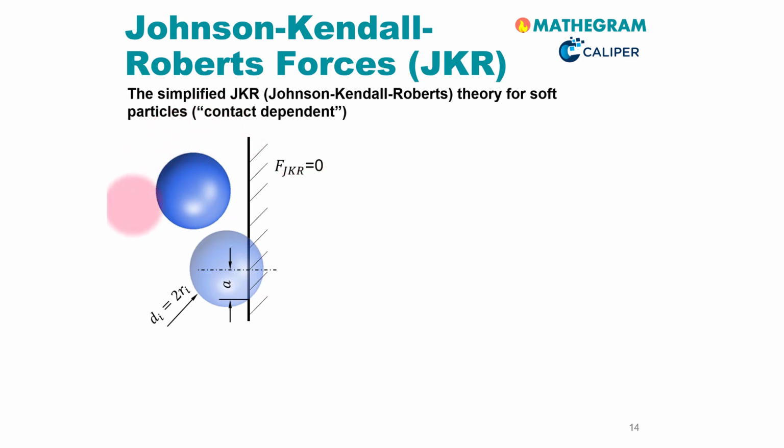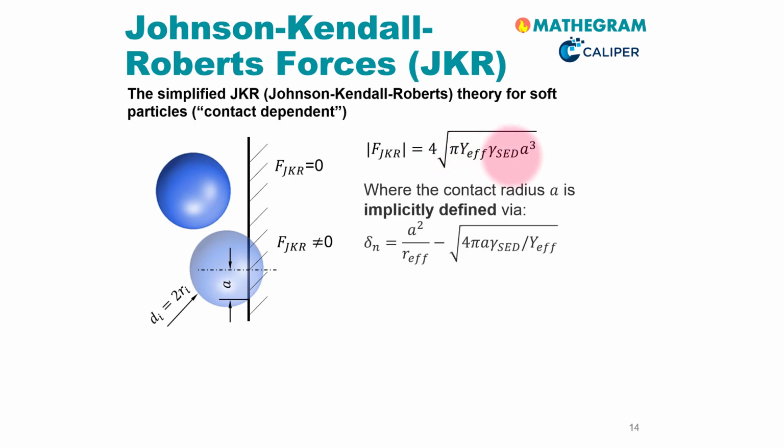As long as there is no overlap of the particle with a wall or with another particle, the force is zero. Only if the particle is overlapping with a wall, we use this radius a here to calculate a non-zero JKR force. This force is then calculated with this equation, and you see it's proportional to this radius a to the power of 3/2. Also, it depends on the effective stiffness of the contact, and this surface energy density gamma SED here.